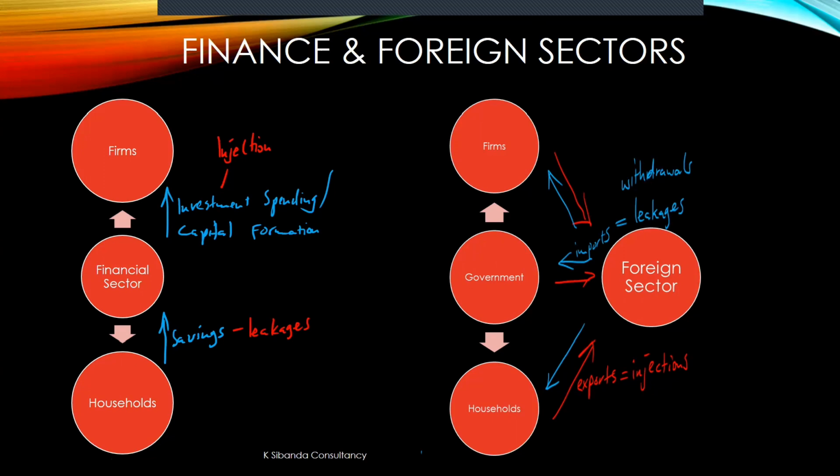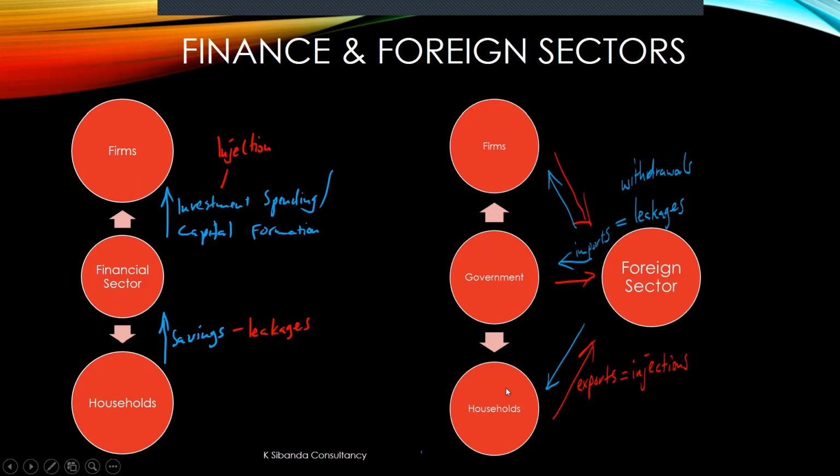But if you also consider the diagram on page 53 in your textbook, the 5th edition recommended in your module guide, you will find that figure 3.8 puts all these sectors together. It's only that the government and the foreign sector are at the far ends. Like we have the finance sector here, the foreign sector this side, the government here, and firms and households.